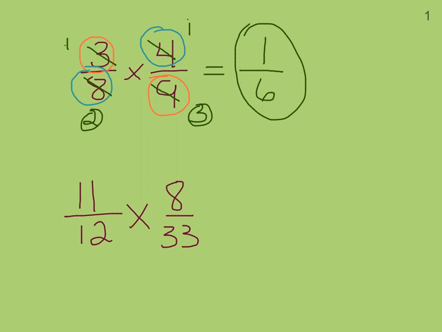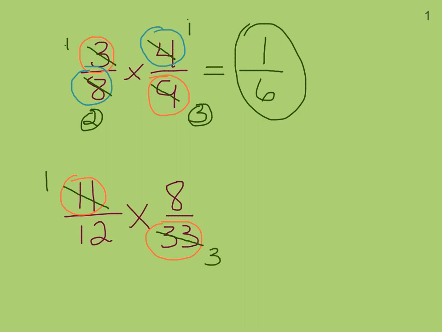In this one, 11/12 times 8/33, I can see that my 11 and 33 have an 11 in common. So I'm going to divide them both by 11. So I'll cross that off and make that a 1. 33 divided by 11 is 3, so I'll make that a 3.